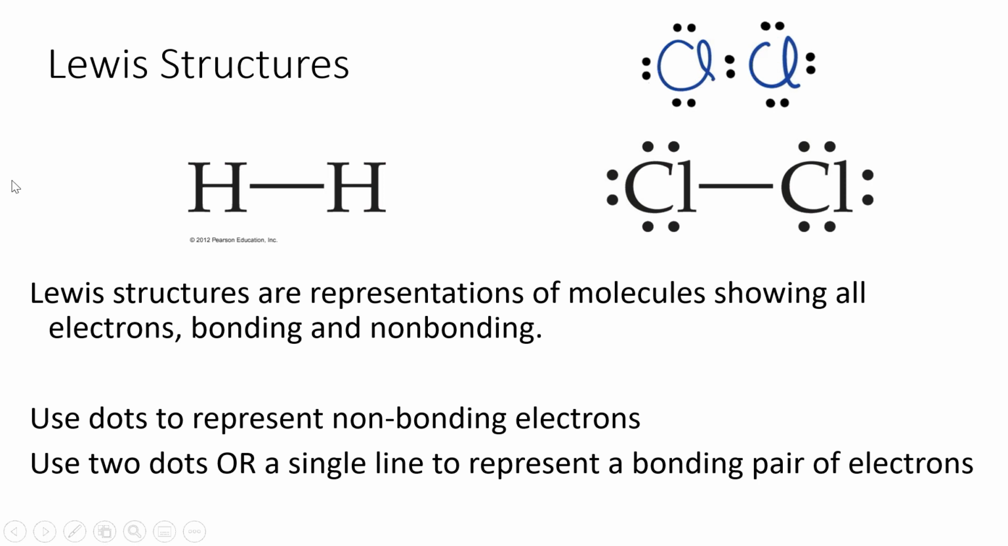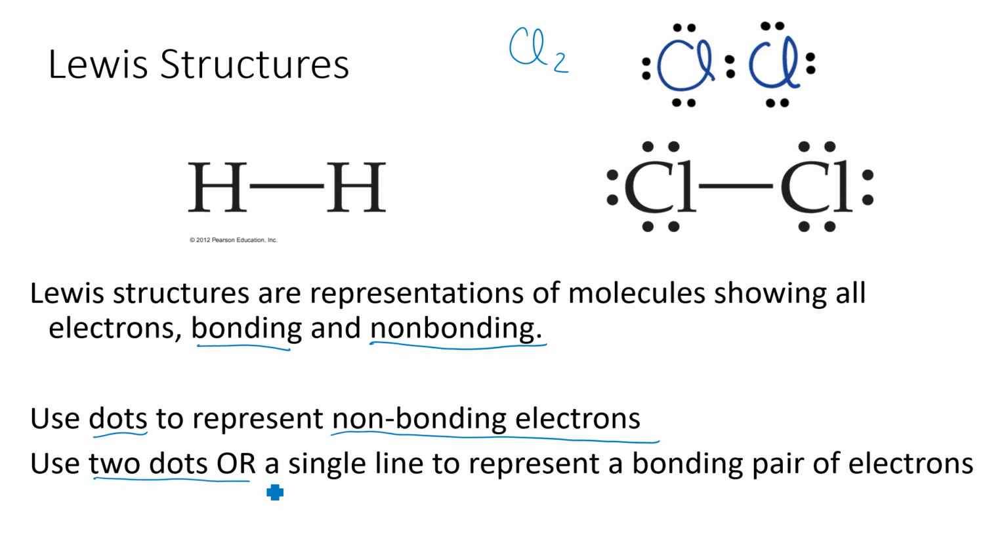And Lewis structures are representations of molecules that show all the electrons, both bonding and non-bonding. This is important. If someone asks you to draw a Lewis dot structure, you need to include both the bonded pairs and the non-bonding pairs. And some of the guidelines that we use for this is we use dots to represent the non-bonding electrons. So like over here in this molecule of chlorine, Cl2, there are several electrons that are there but aren't involved in the bond, so we represent them using dots.